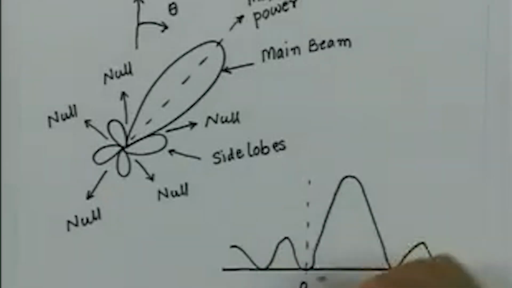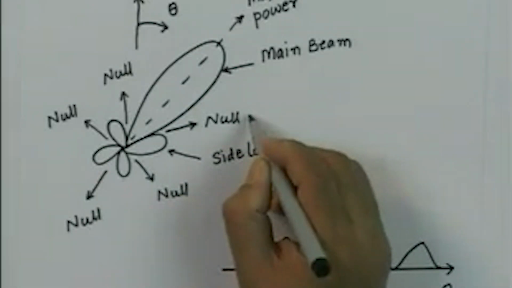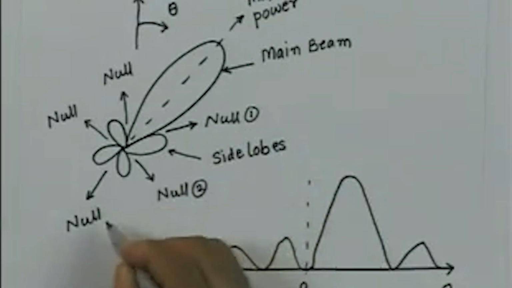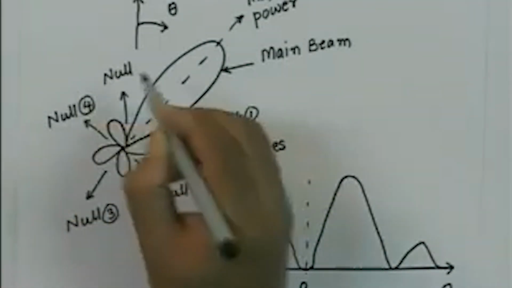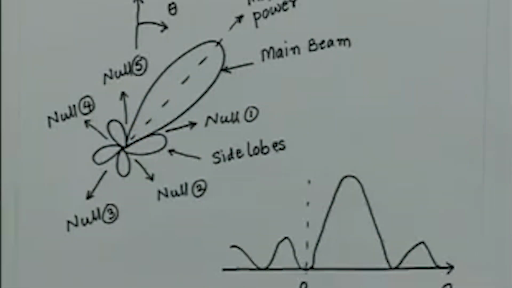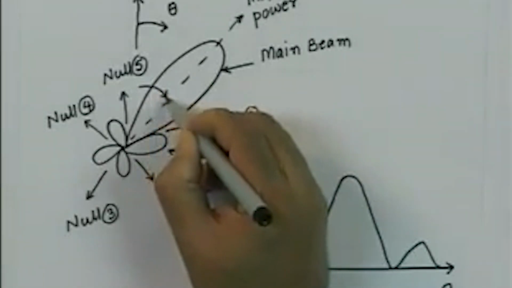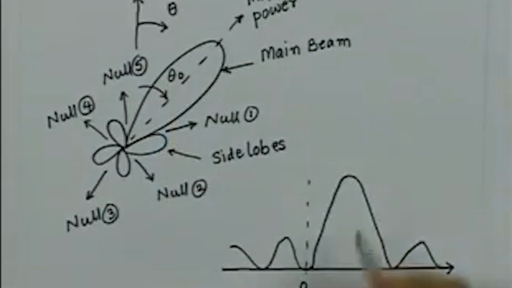And so on, where this corresponds to the main beam of your antenna, and each null here corresponds to a null in the polar pattern. So this is null 1, this is null 2, this is null 3, this is null 4, and this is null 5. This is the main beam, and let us say the angle of the direction of the main beam is denoted by theta naught. Then this direction will be null 1, this one null 2, this will be null 4, and so on.